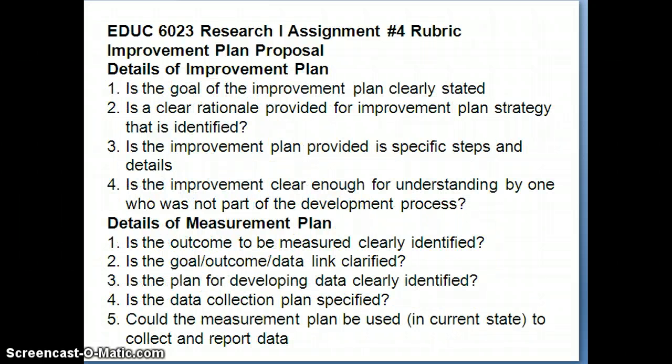And then finally, you're going to provide details of the improvement plan and details of the measurement plan. Now, you'll notice a big thing I'm looking at, and I've included in there, that look at item 4 underneath details of the improvement plan. Is the improvement plan clear enough for understanding by one who is not a part of the development process? If you can give it to somebody who's never seen it before and they can make sense of it, you get high marks. Finally, look at step 5 for the measurement plan. Could the measurement plan be used in its current state to collect and report data? In other words, is it what we call research ready?